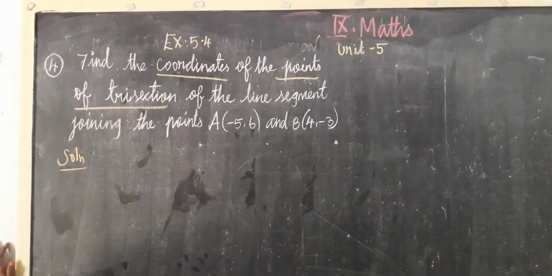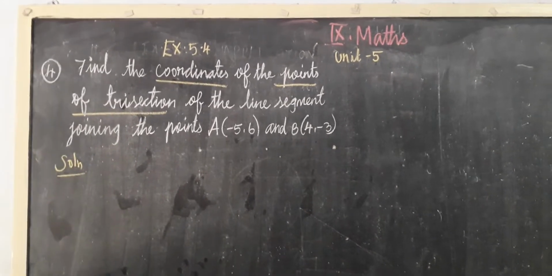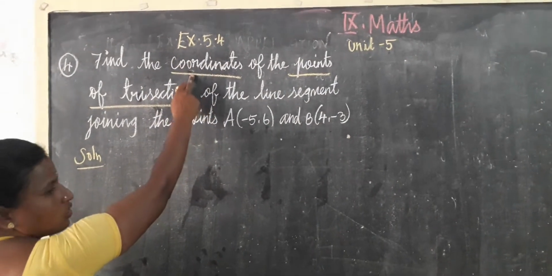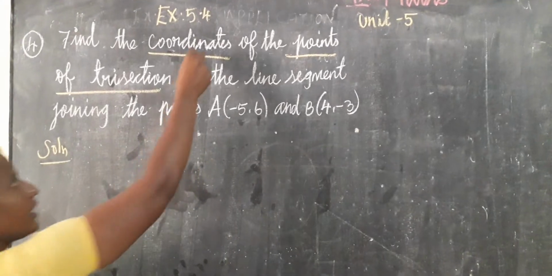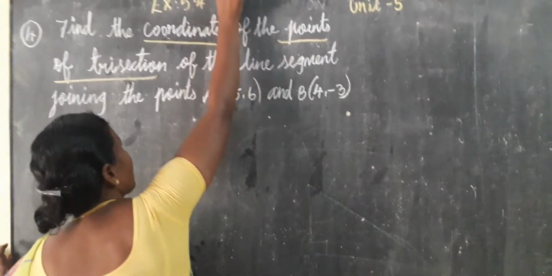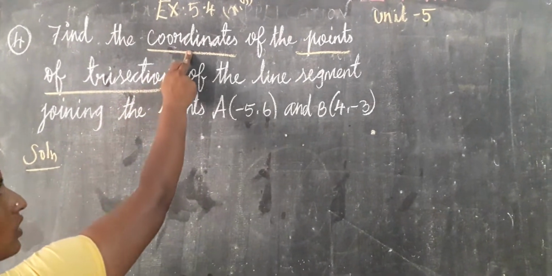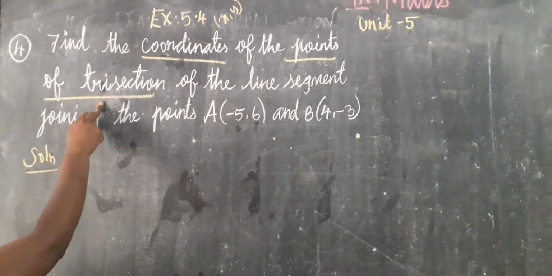Okay, dear children, listen to the question. What do we have to find out? We have to find out coordinates. Coordinates means the x value and the y value. You know very well coordinates means x and y. Which coordinates? Points of trisection.